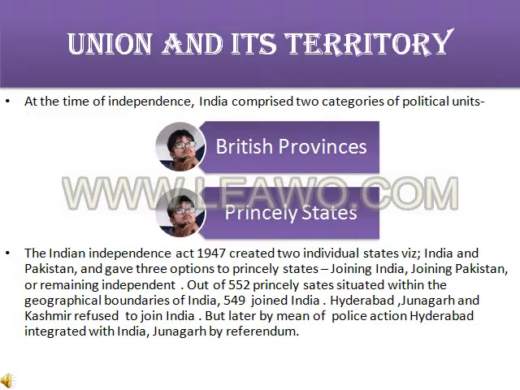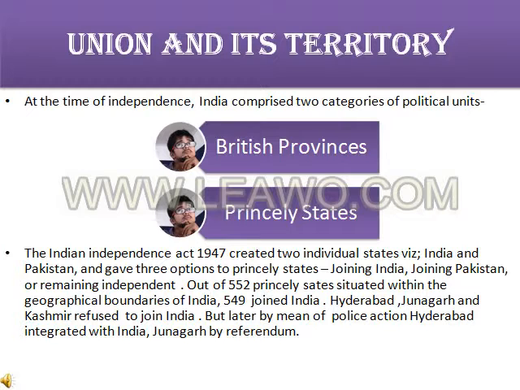Evolution of states and union territories. At the time of independence, India comprised two categories of political unit. First one is British provinces and second one is princely states. The Indian Independence Act 1947 created two independent and separate dominions, that is India and Pakistan, and gave three options to the princely states: either go with India, go with Pakistan, or remain independent.